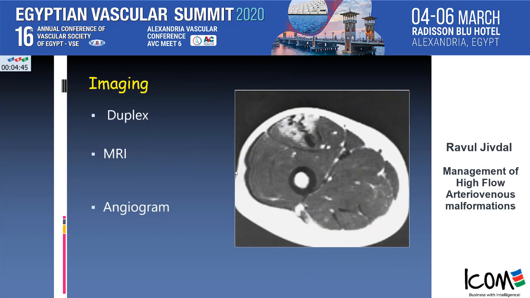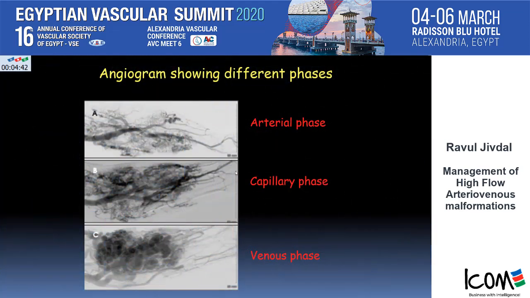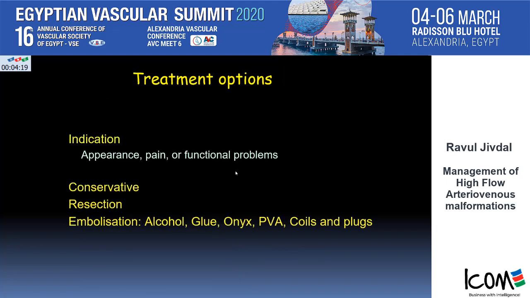Imaging is simple, and we can get a lot of information regarding whether it is a slow or a high flow malformation. This is another angiogram picture which shows you an arterial phase, and a capillary phase in the center where a lot of capillaries are there, and the venous phase at the lower end where you can see a lot of veins getting filled.